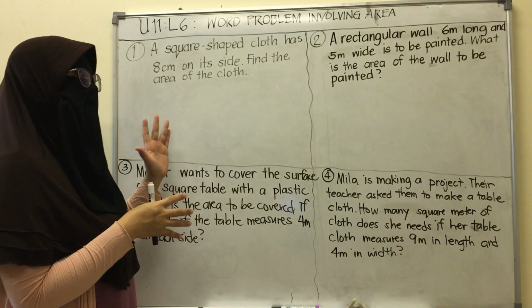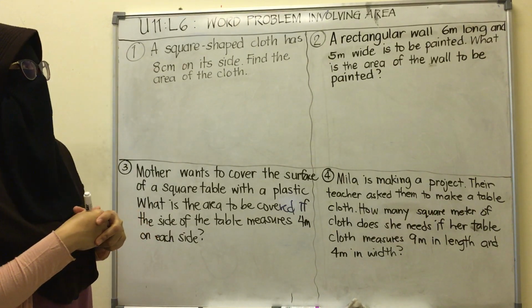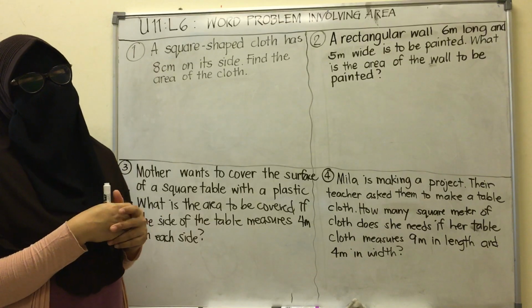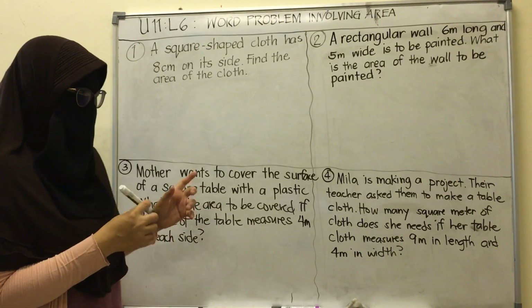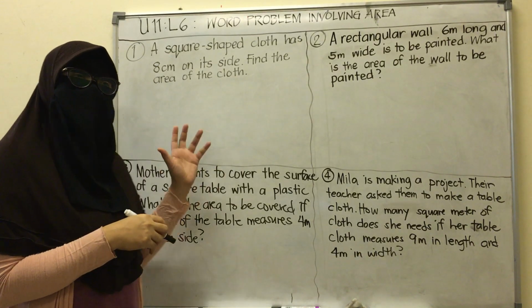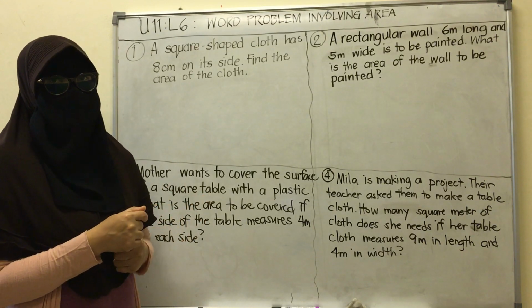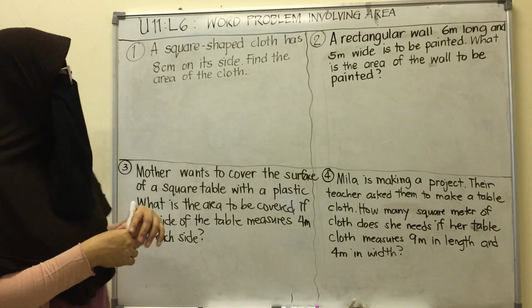But this time we are going to use a situation wherein we are going to find the area of the polygons, either square or rectangle. But we have to read carefully first so that you will know whether the problem is asking for the area of a rectangle or a square. Let's start with the first example.